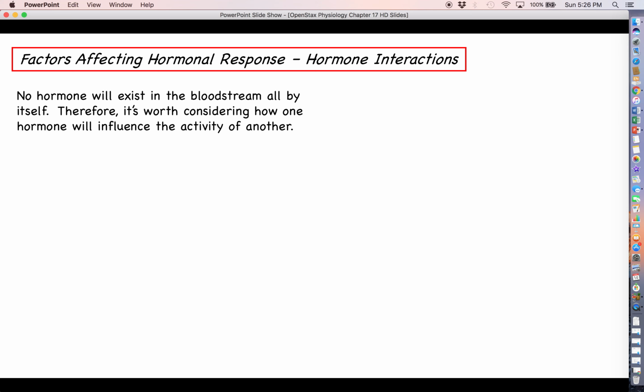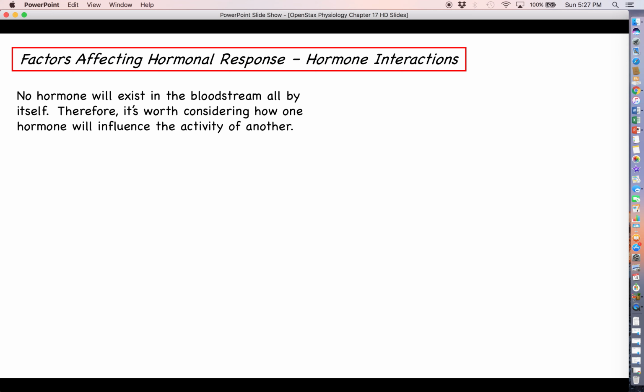Okay, so now let's go ahead and start talking about these hormonal interactions. So here is the deal. We are going to talk about hormones in the rest of this chapter, mostly on a one-by-one basis. So we'll spend some time talking about insulin, we'll spend some time talking about thyroid hormone, we'll spend some time talking about estrogen.